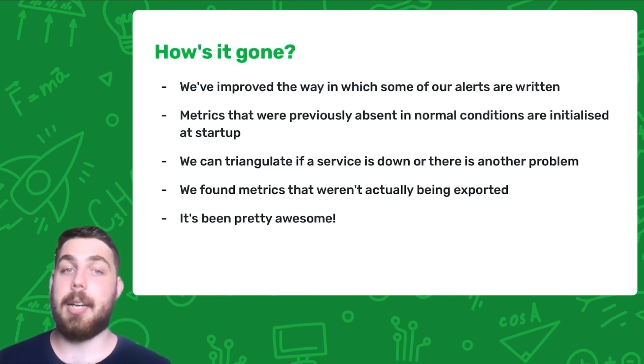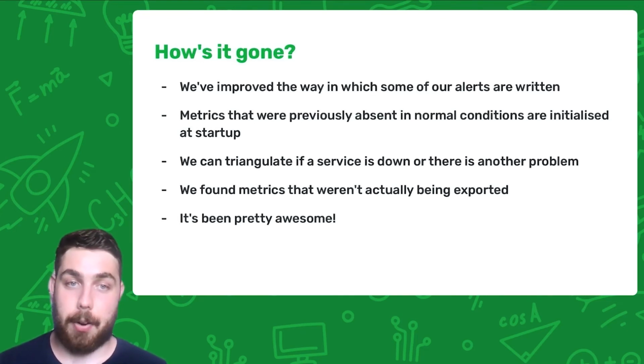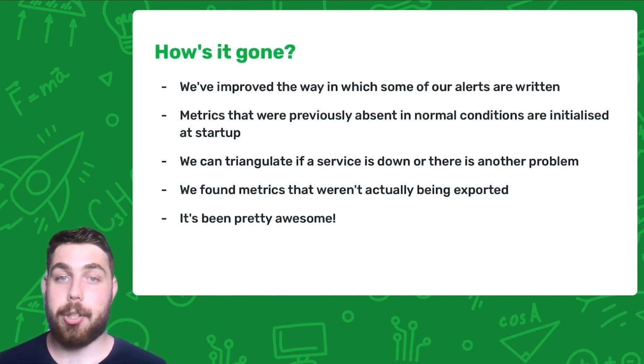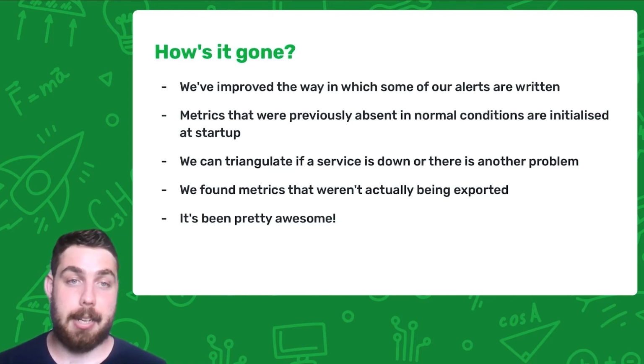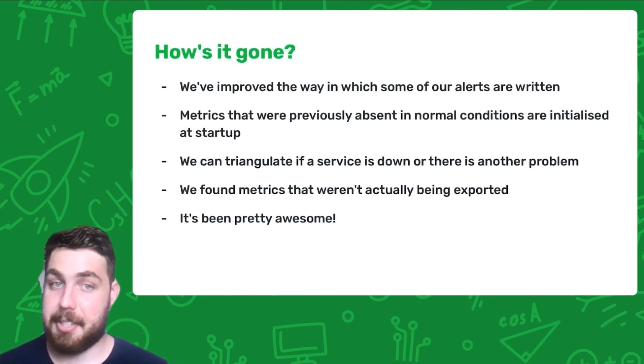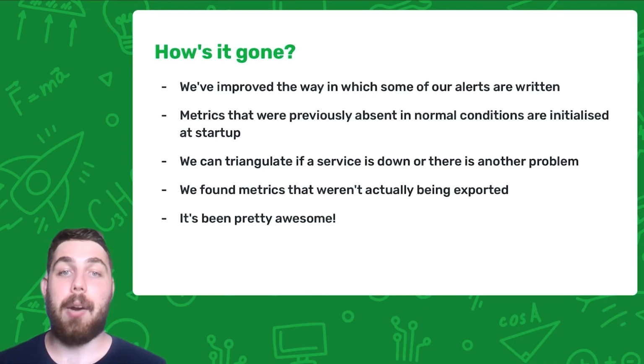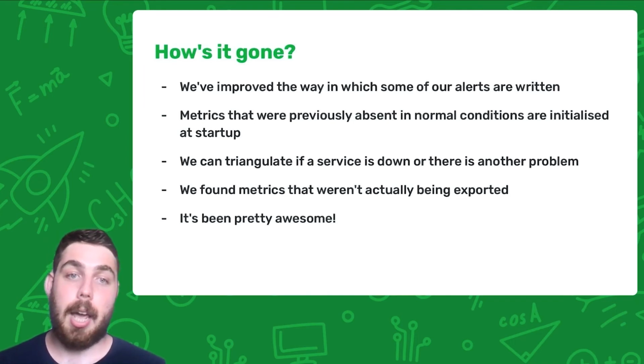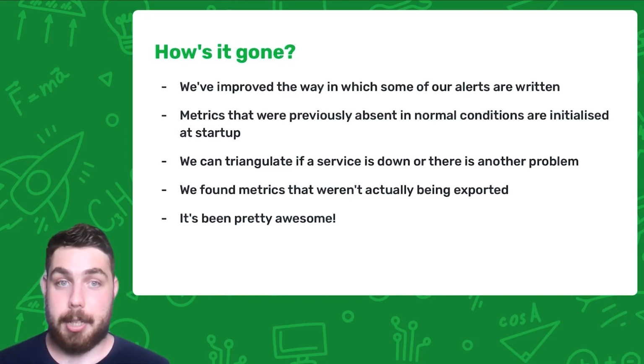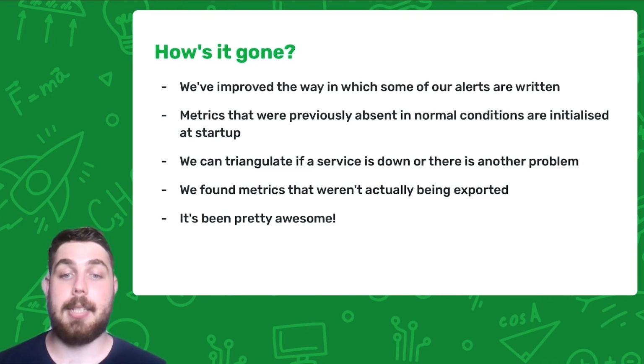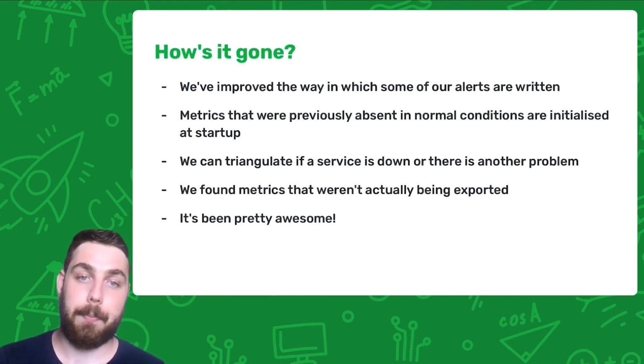It's also helped us triangulate problems with services going down. So we use certbot to regenerate our SSL certificates as required. And sometimes, as services do, it would go down. And we'd get spurious alerts about our certificates being about to expire, when really it was that certbot was down or it wasn't exporting the metrics. And so now with these separate absent alerts, we know that that's what the problem is. It's not that our SSL certificates are about to expire, which we would respond quite differently to.